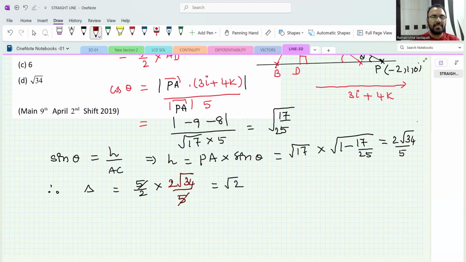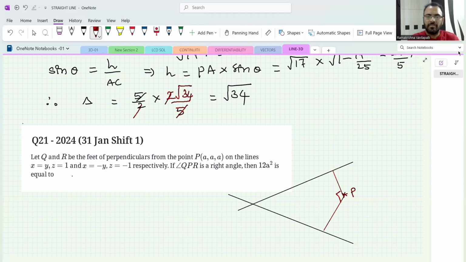So 5 cancel, 2 cancel. So we got that this is equal to root over 34. Well, I'll solve one more question, final. Actually, this is a JEE Advanced level type question. Exactly the same question. There it is given as one or more than one. Many people have made mistakes.